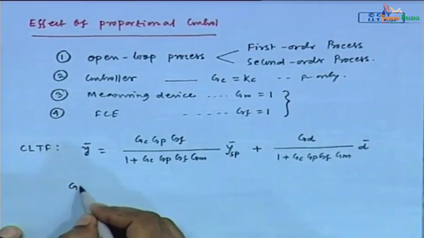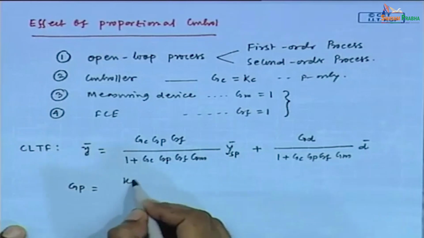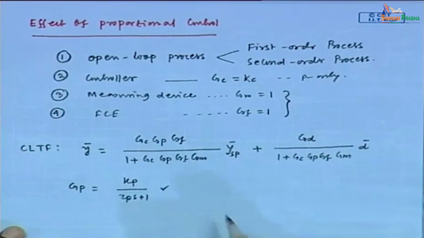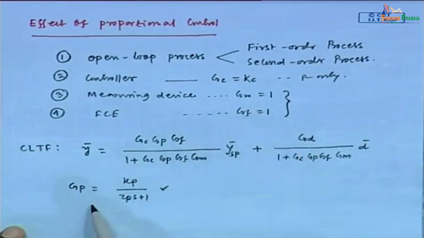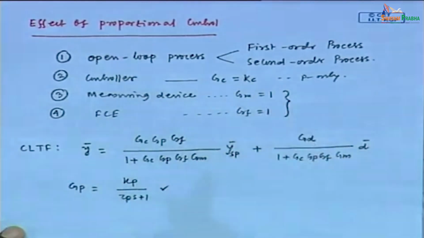Like for the process, it is mentioned that first we will consider first order process, that means Gp equals Kp divided by tau Ps plus 1. For a first order process, this is the transfer function. Now, if we substitute the transfer function Gp, Gc equals Kc, Gf, Gm equal to 1, then what we will get? If we substitute all the transfer functions, then we will get the closed loop transfer function for this example system.